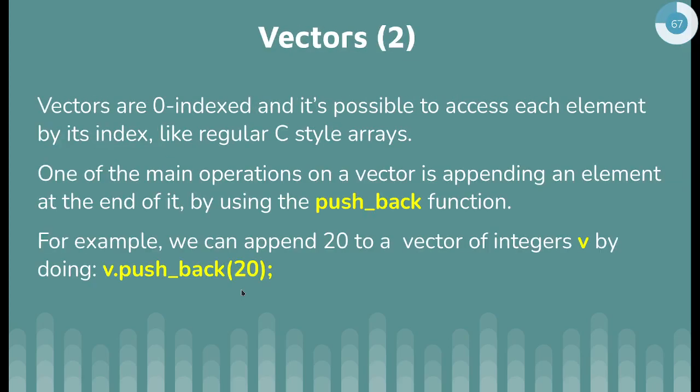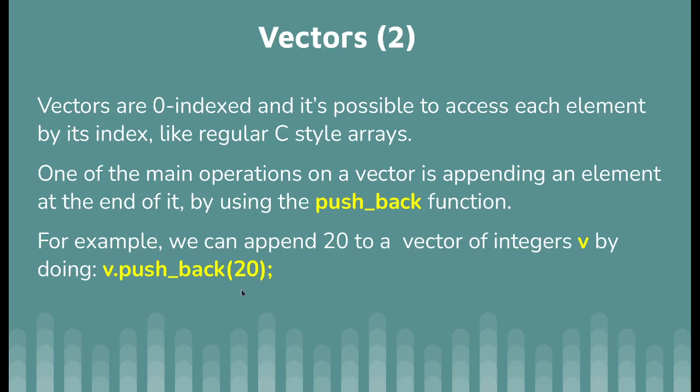Then another thing about vectors is that you can assign a specific index of the vector, like an array. For example, you can access the ith element of this vector and change its value, or reassign its value, like normal arrays. So nothing particular here. They work exactly like arrays, but with more stuff.